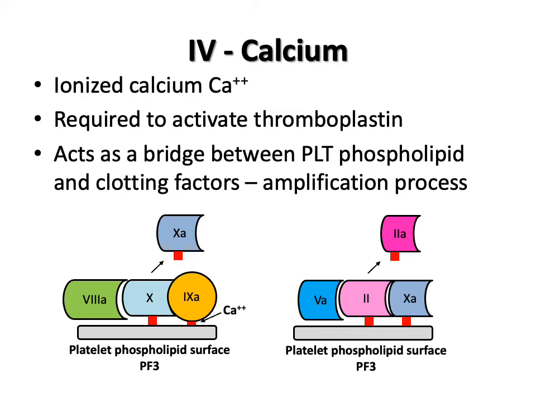The fourth clotting factor is factor IV, or calcium, more specifically ionized calcium. Calcium is required to activate thromboplastin, a mixture of both phospholipids and tissue factor, and helps to catalyze the conversion of prothrombin to thrombin. Calcium also helps to amplify the clotting process by bridging platelet phospholipids and clotting factors.